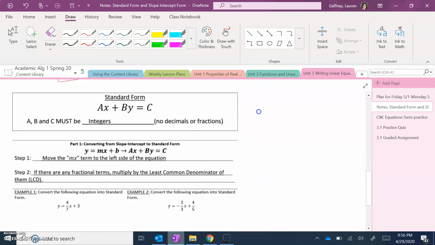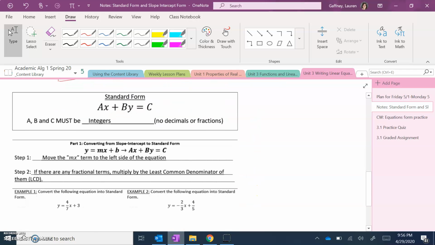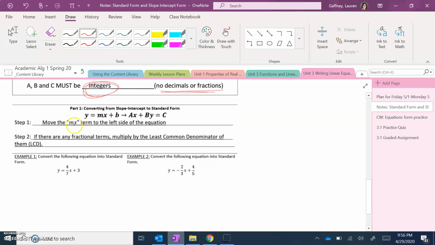Okay, now this is the key new thing that we're going to learn: how to put something into standard form. If it starts in slope-intercept form and we want to get it into standard form. Once again, standard form is ax plus by equals c. The key thing is that the x and y are on the same side of the equation, and the constant, the numbers by themselves, on the other side. But a, b, and c must be integers. This is important: no decimals or fractions. So the first thing we want to do is move the mx term, the piece with the slope, to the other side so that x and y are on the same side.